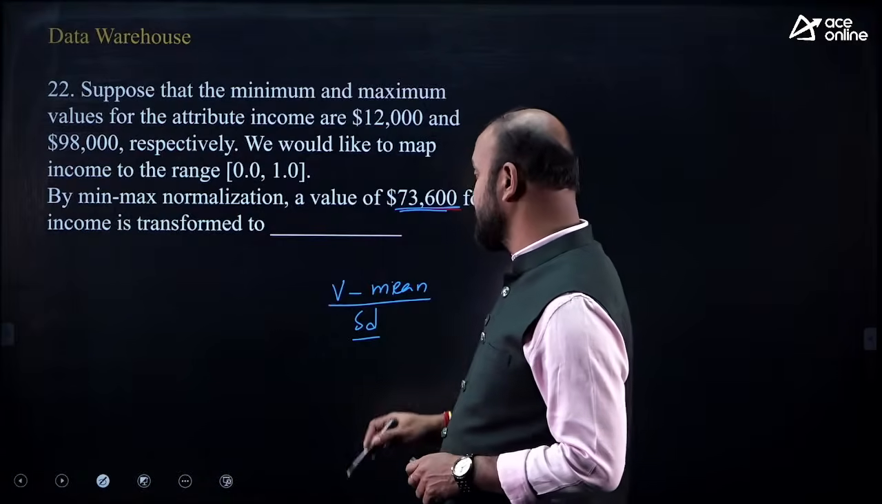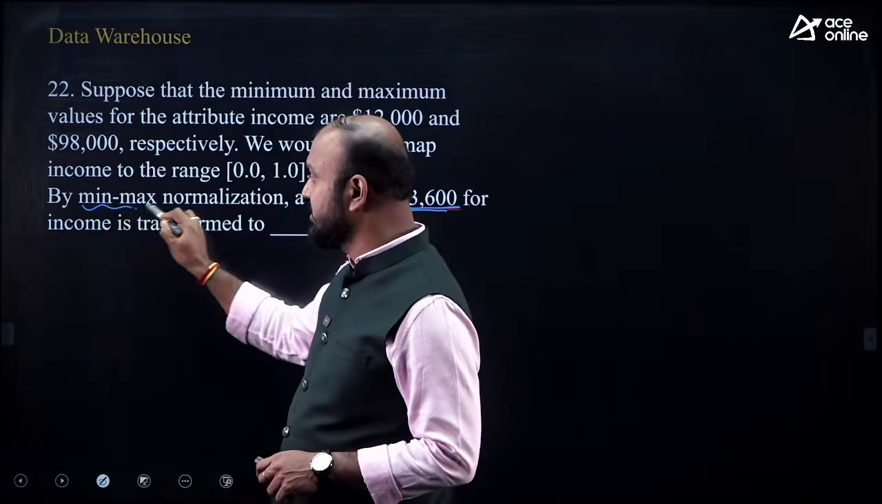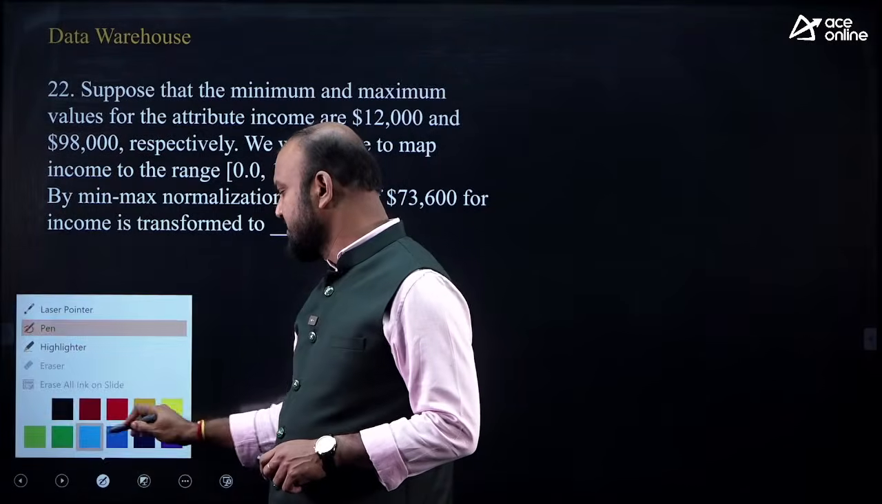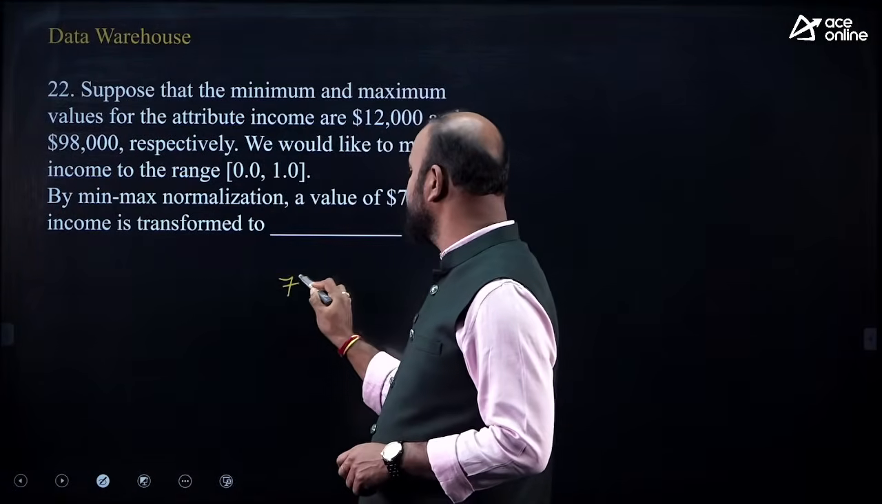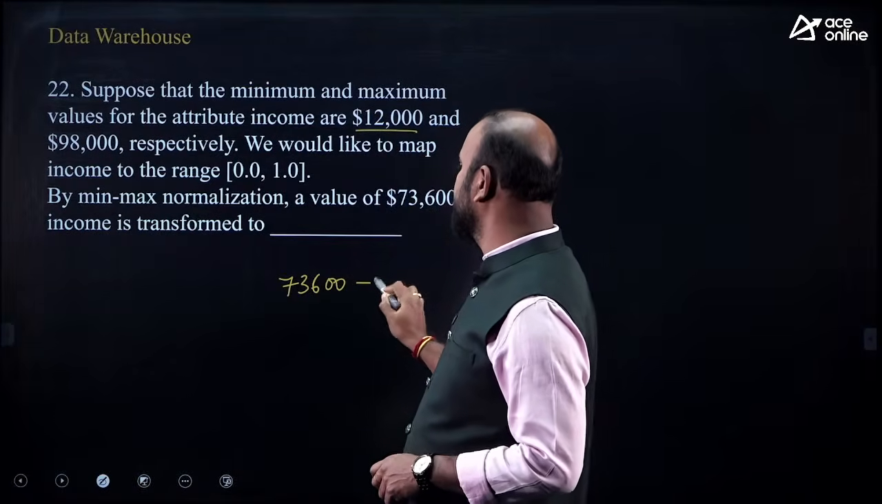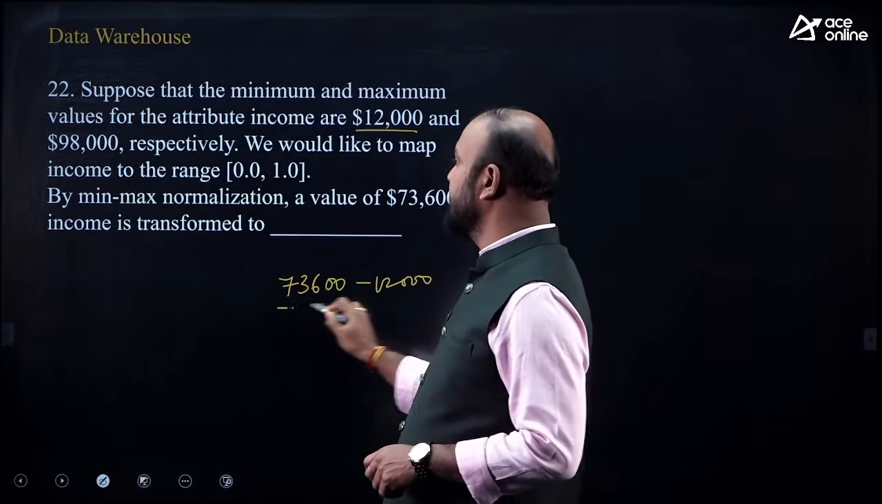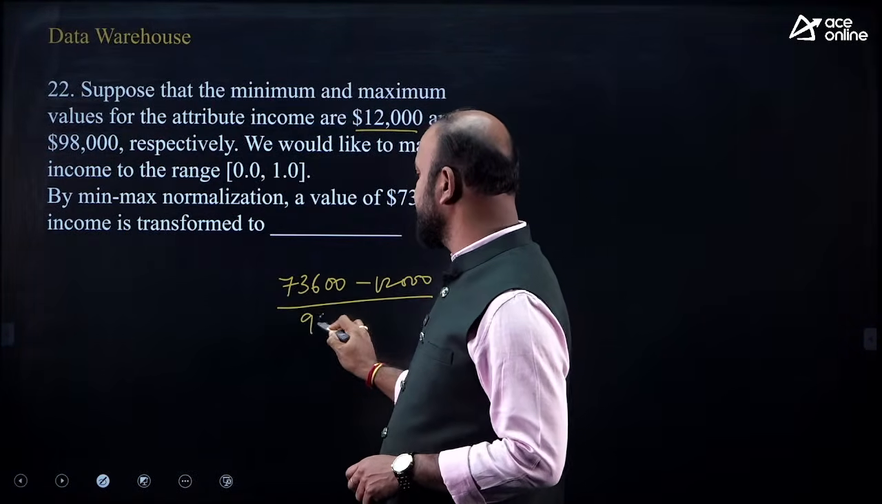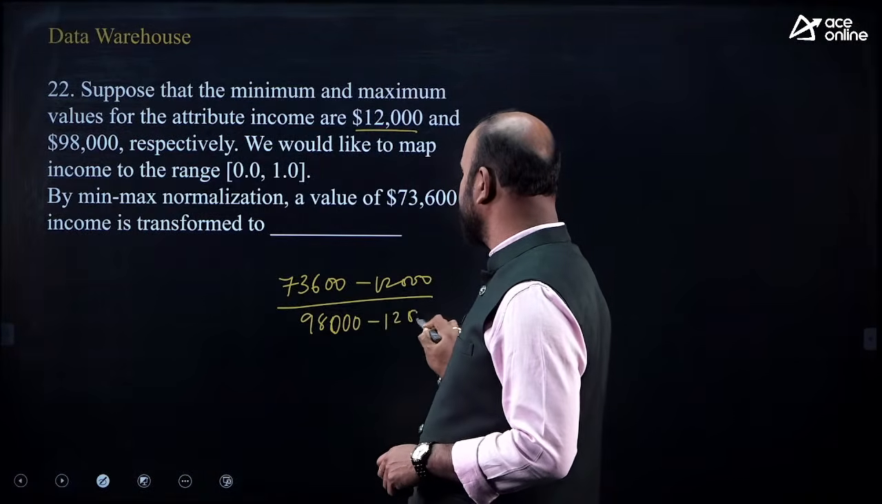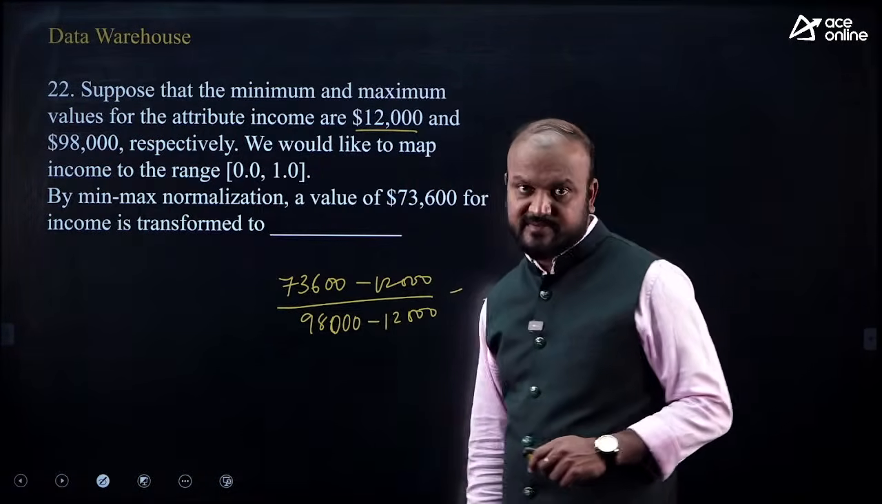So what is the value? 73,600, but it is a min-max normalization. It is not z-score normalization. In min-max normalization, what is the value? 73,600 minus min value 12,000, divided by max minus min, that is max value 98,000 minus min value 12,000. You can solve, you will get the answer.